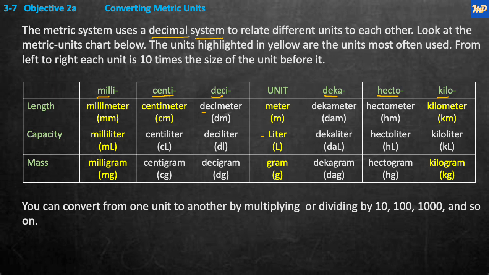So that's the unit. So you get a good idea of the place and order. And if you notice, everything is 10 times larger. A centimeter is 10 times bigger than a millimeter. A meter is 1,000 times larger than a millimeter. You can convert from one unit to another by multiplying or dividing by 10, 100, 1,000, and so on.